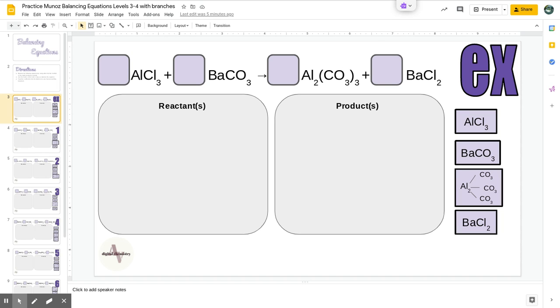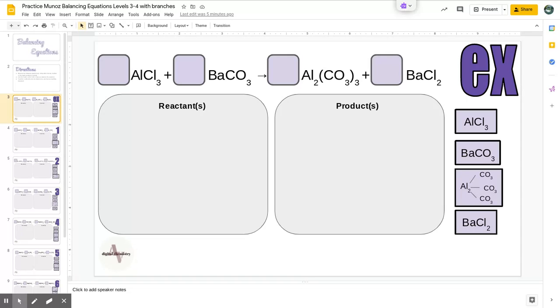This is Mrs. Munoz with a video on the balancing equations slides. This is the level 3 and 4 with branches assignment. And there is an example equation to do. And after you do this example, you'll have 8 more to do on your own.